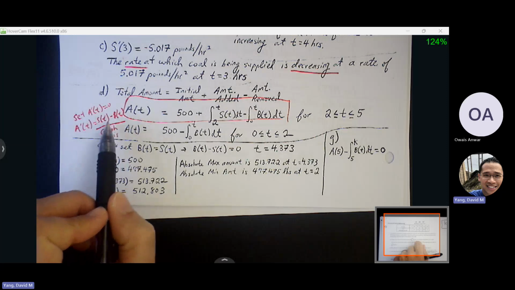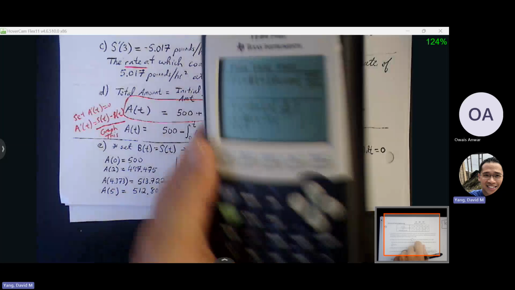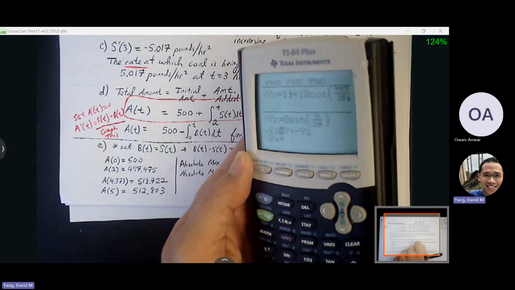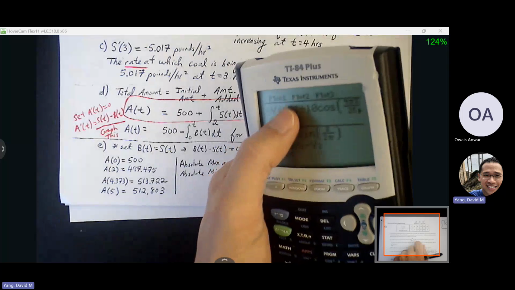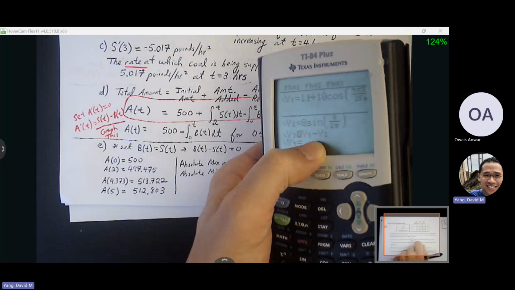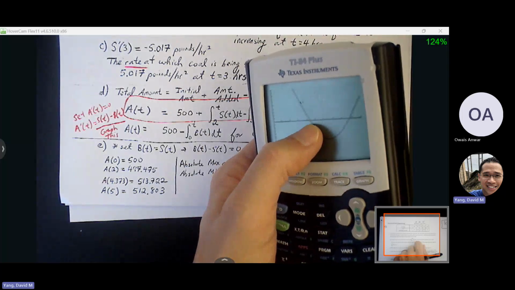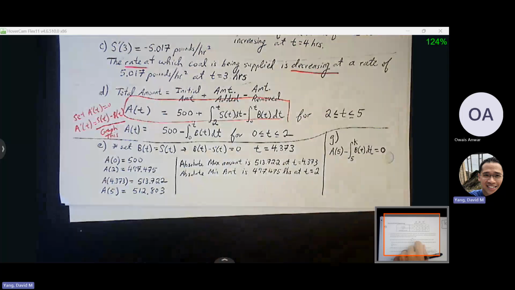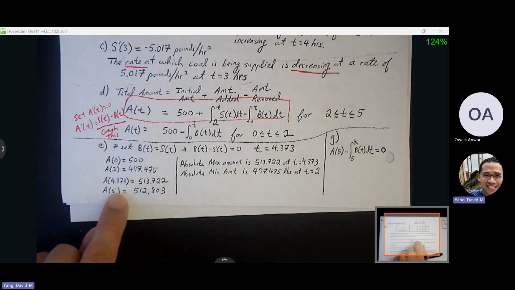So we graph S of T minus B of T in our calculator. I did Y1 being S of T, Y2 being B of T. I didn't want to graph them, so I unhighlight the equal sign. And under Y3, I did Y1 minus Y2. And I graphed it, and I looked for the x-intercept. That's my critical point. So I need to test 0, 4.3, that's what I found, and 5.